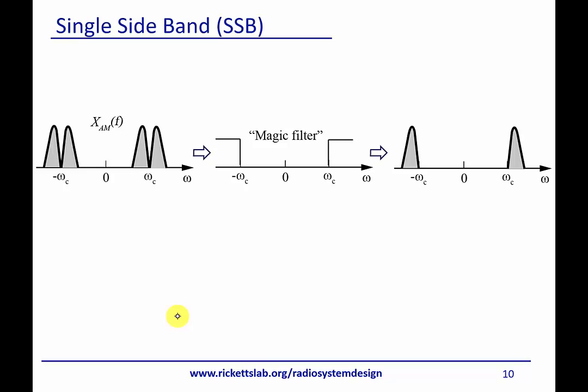So the next thing I want to talk about is something called a single sideband. Now, before we removed the carrier, and the main purpose of that was just to reduce power. Why transmit the carrier if it doesn't contain any information? Another thing that we might want to do is not transmit both sidebands. So what do I mean?